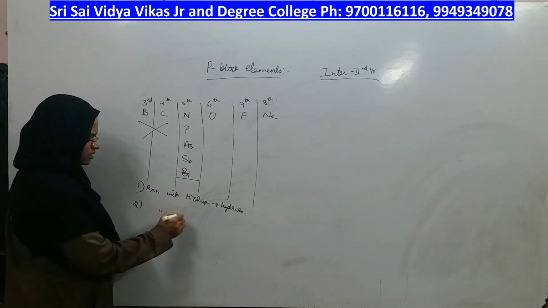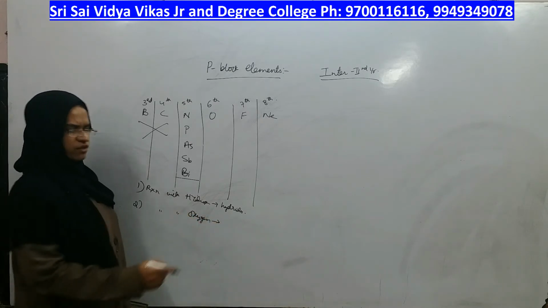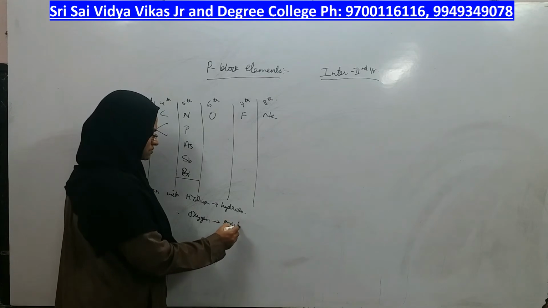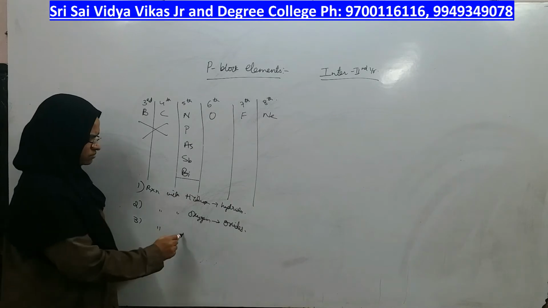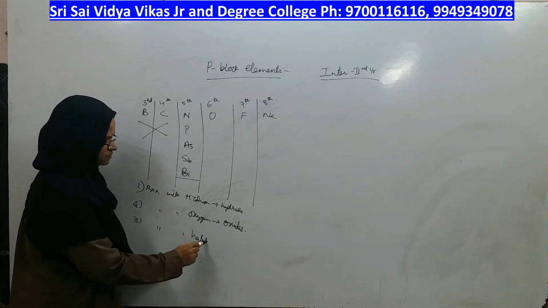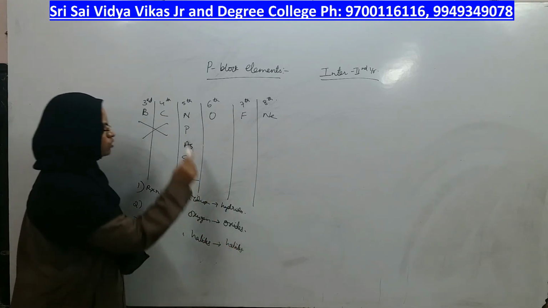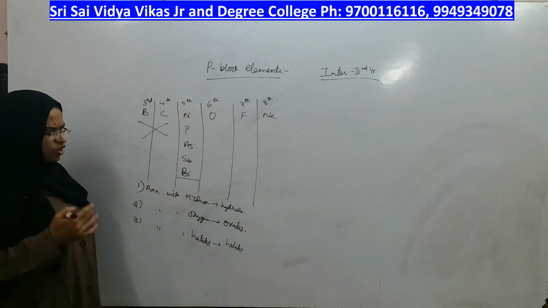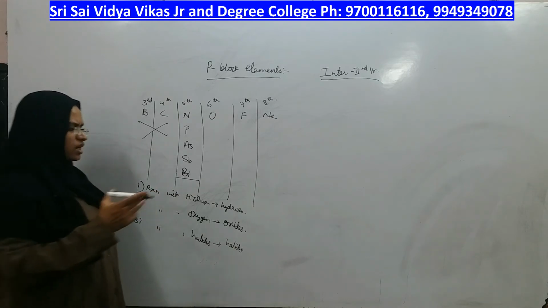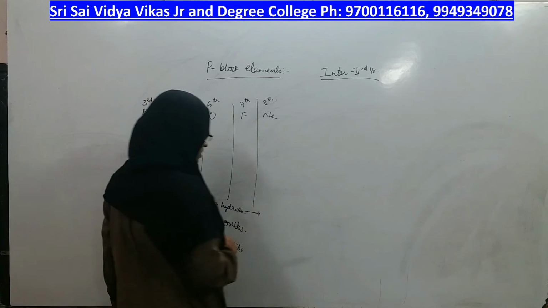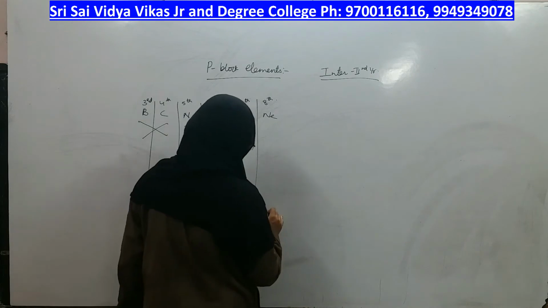Same way, reaction with oxygen. If any element reacts with oxygen, what do they form? They form oxides. Same way, if any element reacts with halogen, they form halides. How the fifth group forms hydrides, oxides, and halides, we have to study. Hydrides: fifth group elements combine with hydrogen to form hydrides of the general formula.